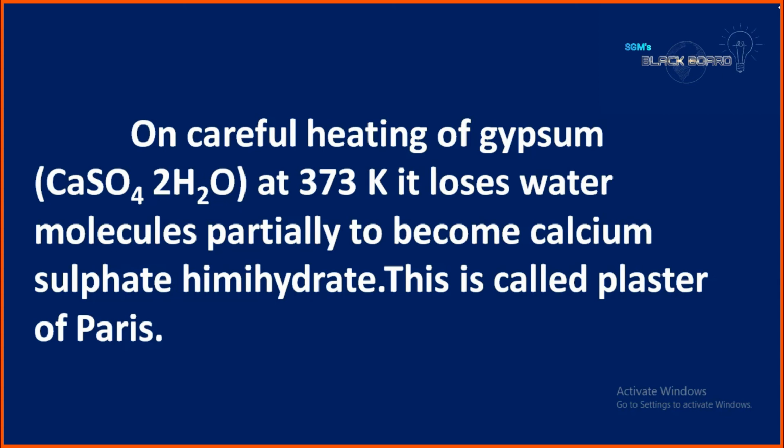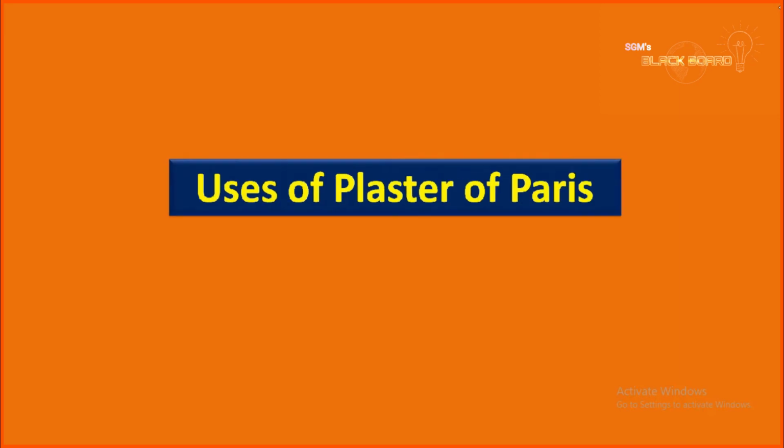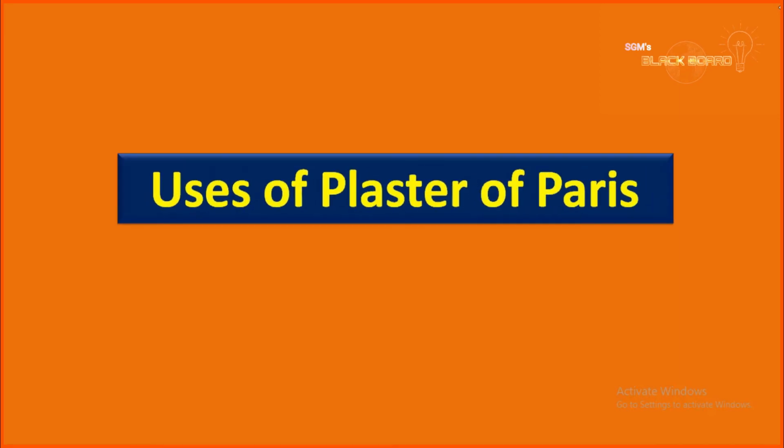Means, to get plaster of Paris, we need to heat gypsum. While heating gypsum, it loses 1.5 water molecules, then we get calcium sulfate hemihydrate, which is called plaster of Paris. Now, what are the uses of plaster of Paris in our day-to-day life? Let us see some important uses of plaster of Paris.